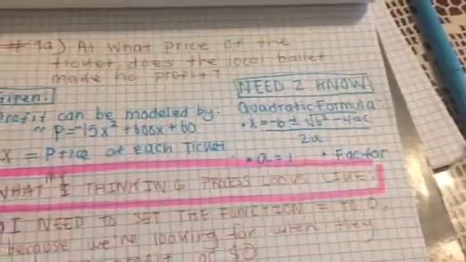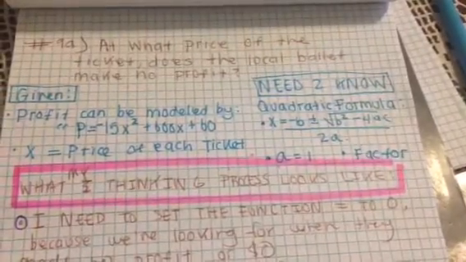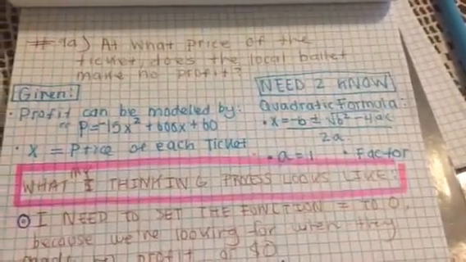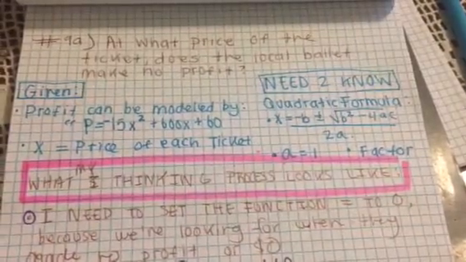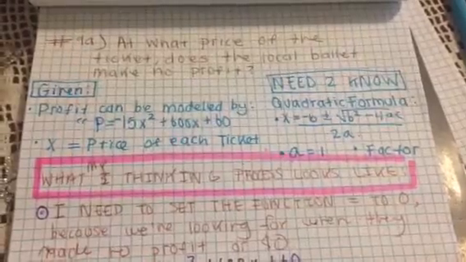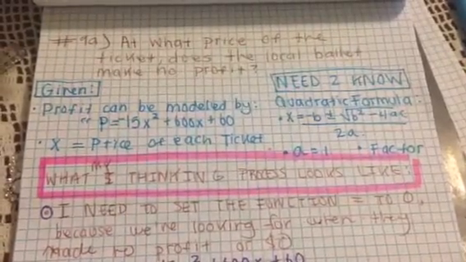And that x is equal to the price of each ticket, meaning that P is equal to the profit. Some stuff that we're going to have to know for this problem is the quadratic formula, which is x equals negative b plus or minus square root of b squared minus 4ac all over 2a. We're going to have to set a equal to 1, and we're going to know how to factor.